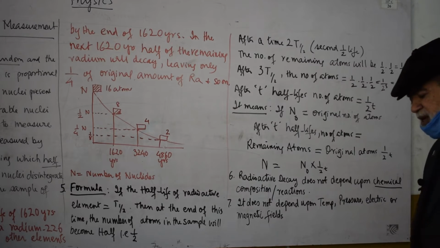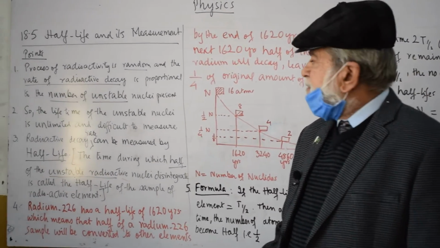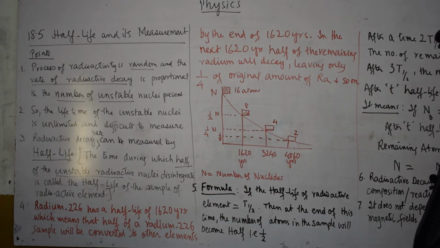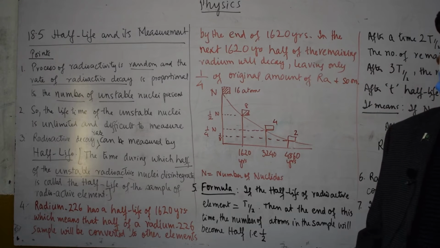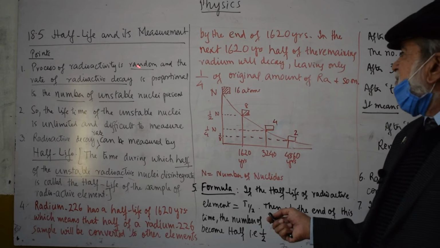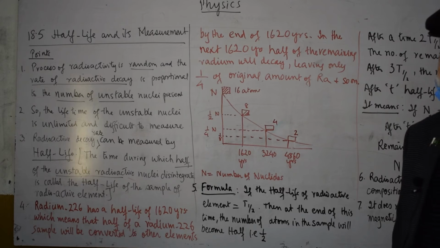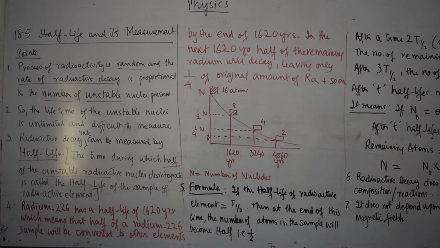I would like to now go over the points again. The process of radioactivity is random. This you have to remember. You cannot calculate when a certain nucleus will decay. It is just spontaneous. It happens suddenly. And the rate of radioactive decay is proportional to the number of unstable nuclei present in a certain sample. The more unstable nuclei present, the more will be the rate of decay.